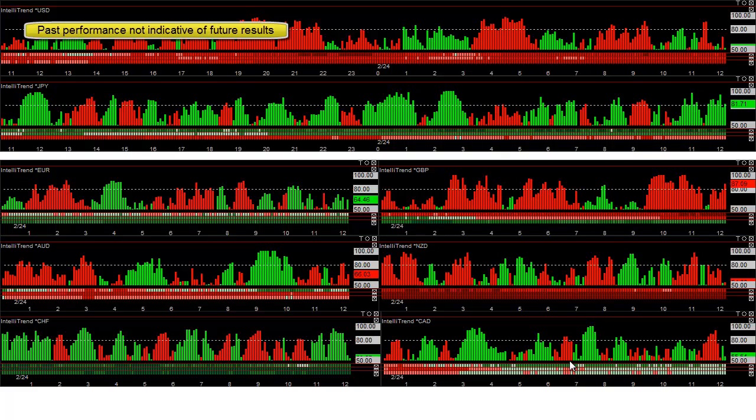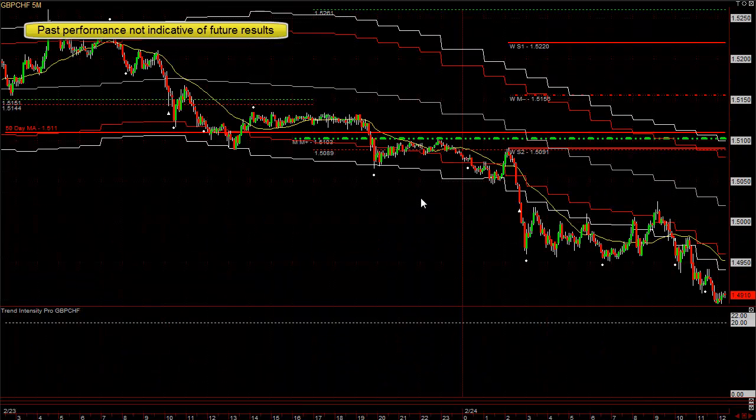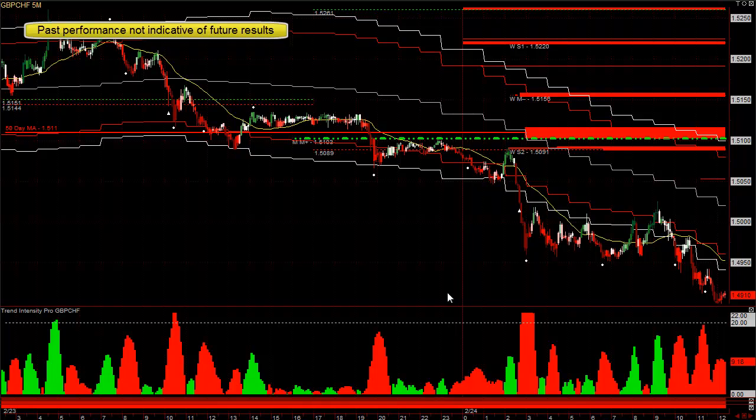Now the CAD was a lot of strength today, and so was the Swiss. The Swiss, unlike the CAD, had a weekly and monthly trend that's up. So you could have also sold the pound Swiss. You can see extreme weakness here. This currency fell last night with a lot of momentum, kind of went sideways here.